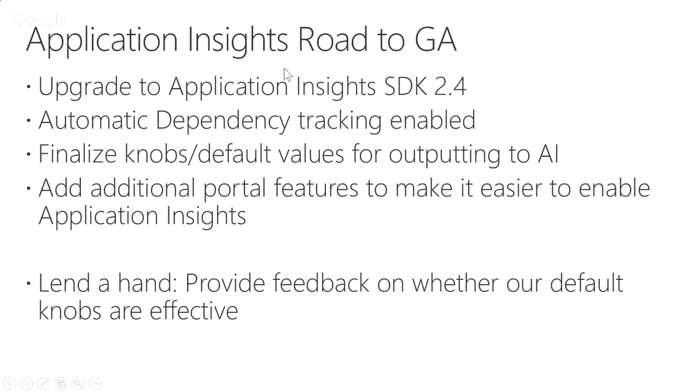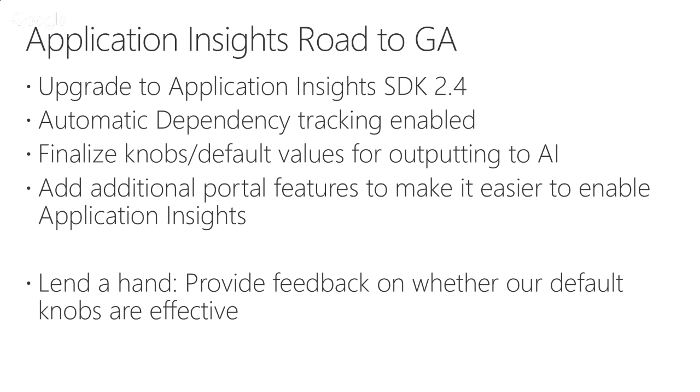Okay, so starting over just a little bit, very quickly. In order to get Application Insights to GA, we just have a couple of things on our list to do. We're going to upgrade to Application Insights SDK 2.4, which you can go ahead and play with right now in your applications. It's out in preview. That'll allow us to have a lot of cool new features with more automatic dependency tracking, filtering your live stream view, lots of really good improvements.